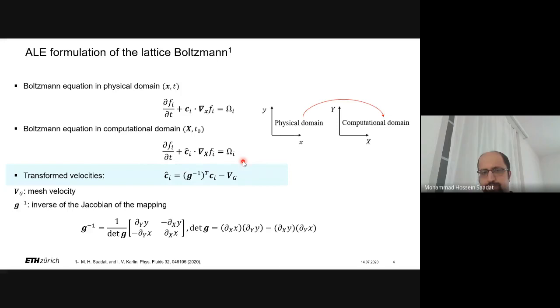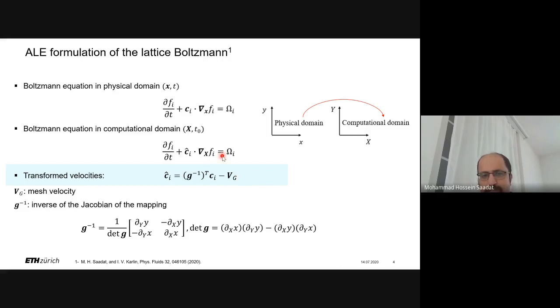As you can see here, the only difference between these two equations is in the discrete velocities. That means that all the information about the movement of the physical domain goes into this new transformed velocity, c hat i. This c hat i has this v_g term, which is the mesh velocity, and also this G inverse transpose, where G inverse is the inverse of the Jacobian matrix of the mapping. And in two dimensions, this matrix can be computed using this equation. So now we have our governing equation in the computational domain.